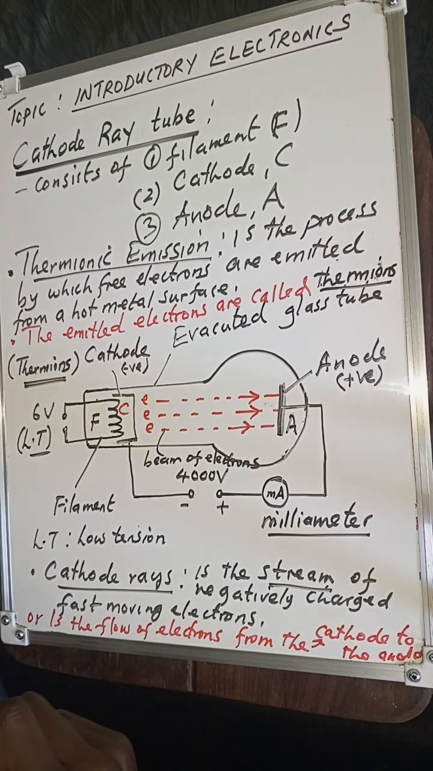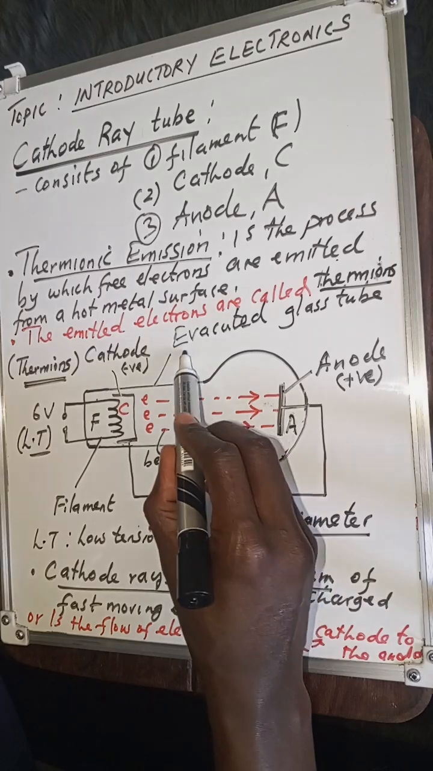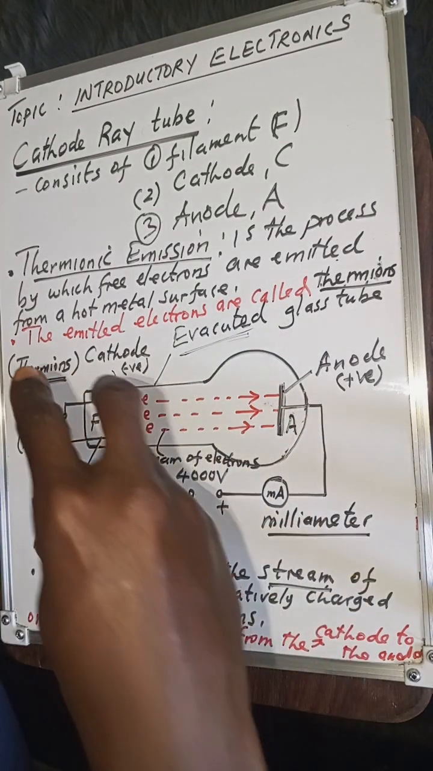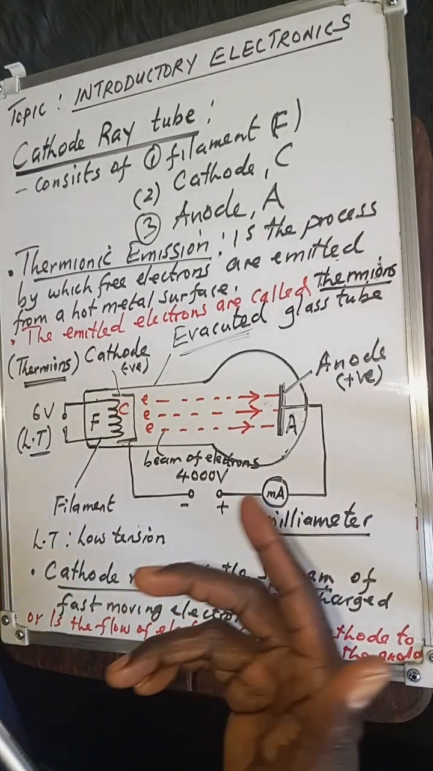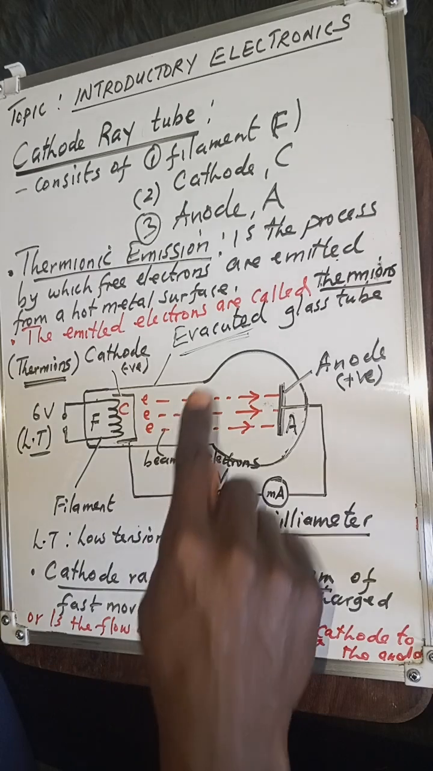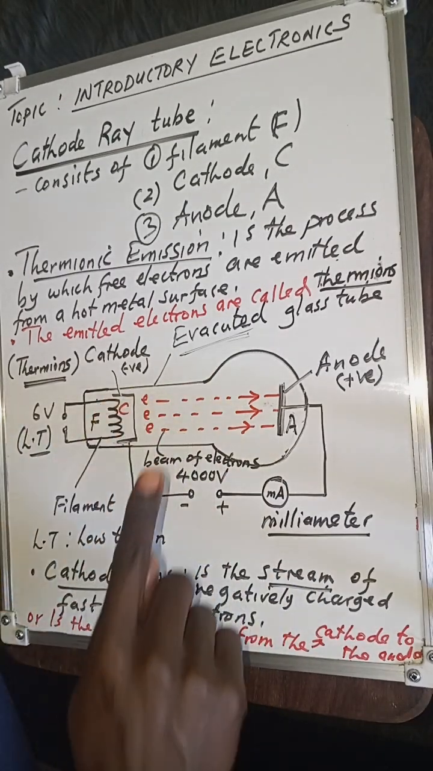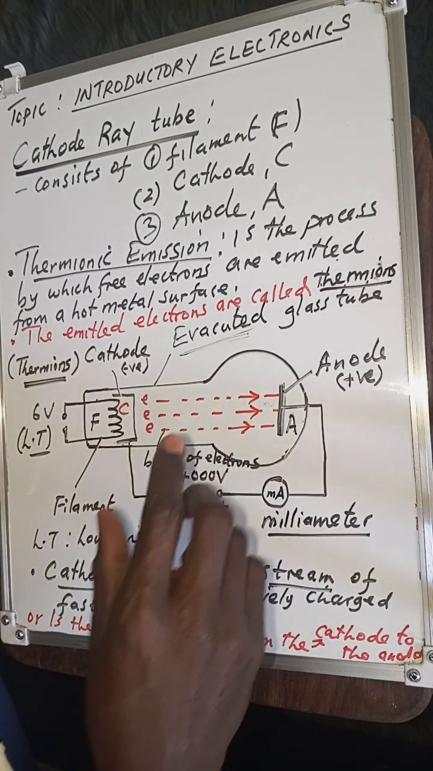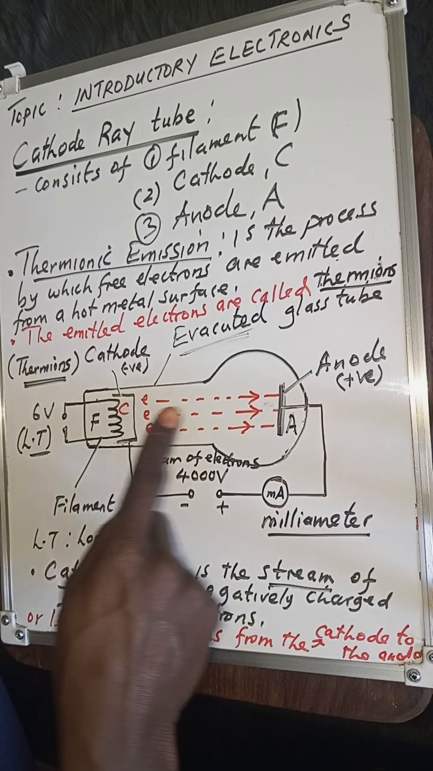Now, the question that you may ask is why is the glass tube evacuated? Why should it be evacuated? Each time you need to connect it to a vacuum pump so that it can be evacuated. Why? The reason is very simple. You want all the air molecules to be removed, because if you do not remove the air molecules in the glass tube, it simply means that the emitted electrons are going to interfere.